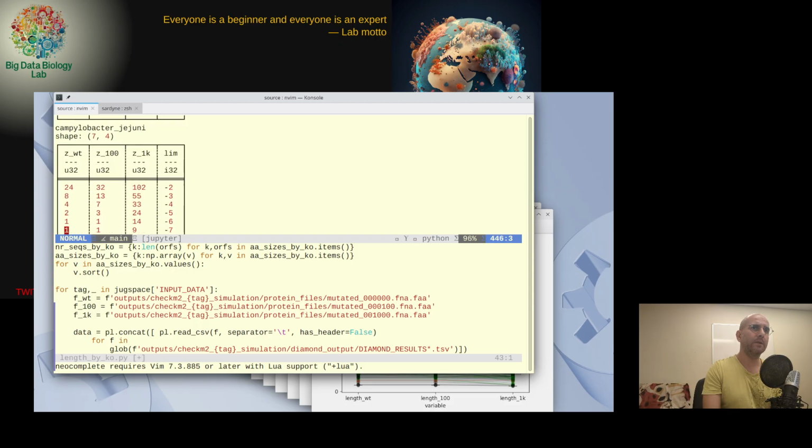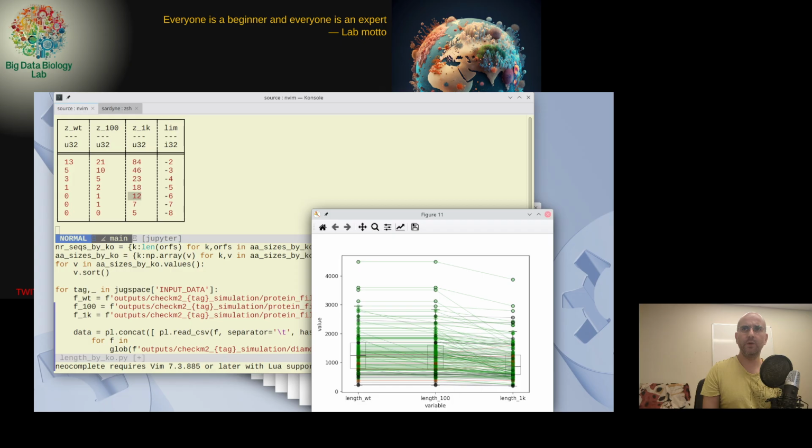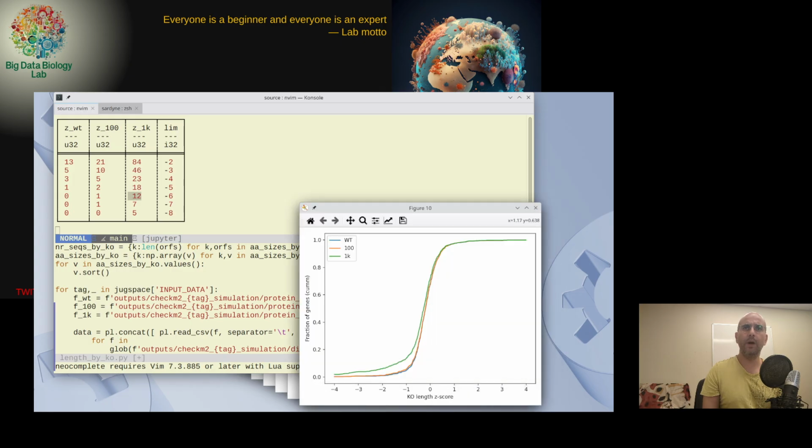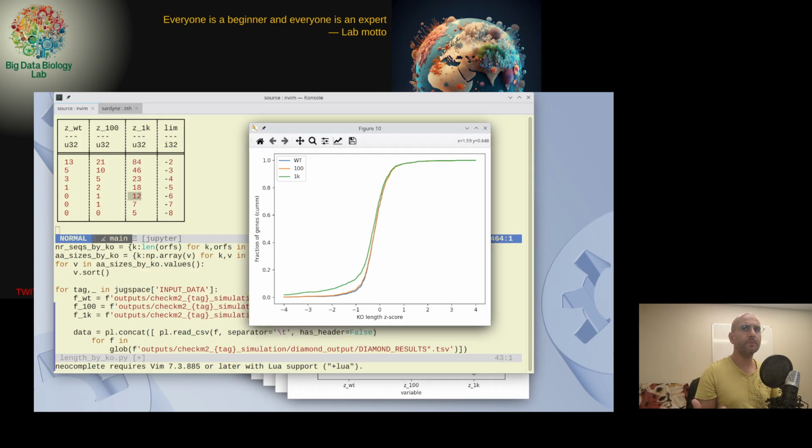And Campylobacter. So if you look at -2, we still see a fair number of wild-type genes with a -2 z-score in terms of size, but when we go to -6, we can see basically 1. Staph aureus, again the same. Still a fair number at -2, at -6 that's 0. And there's still some signal. And this is still considering all of the genes, all of the KOs.